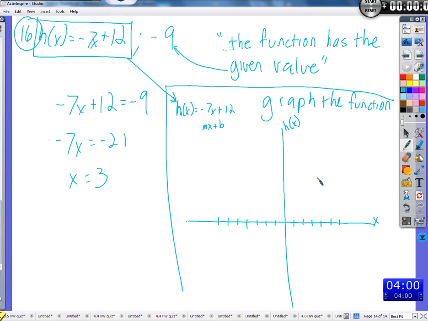But a pretty quick way to do that, if we remember mx plus b, what is b? 12. The y-intercept, and it is 12. Okay, and what is m? The slope, and here the slope is negative 7. So we have a y-intercept of 12. Slope of negative 7. So down, 1, 2, 3, 4, 5, 6, 7, and over 1. There we go.